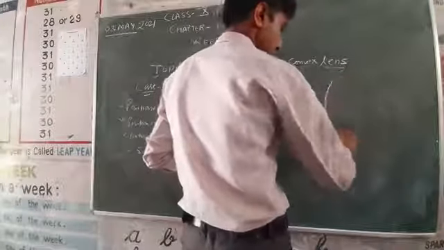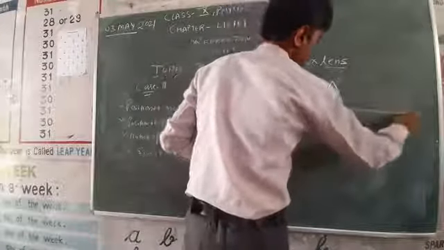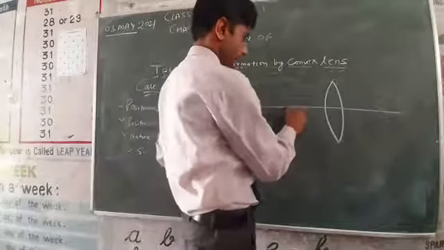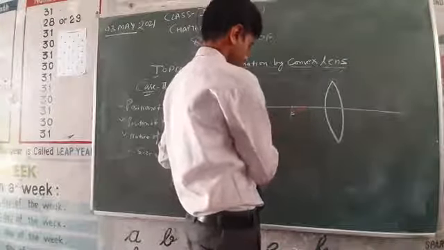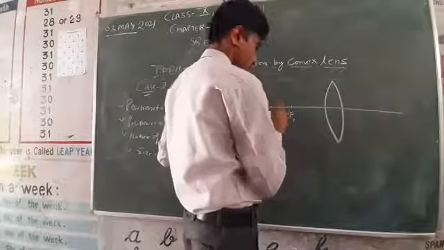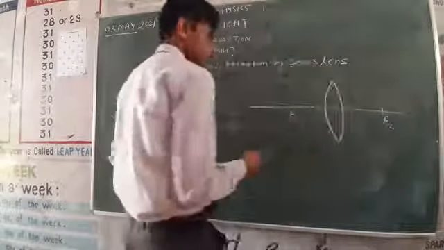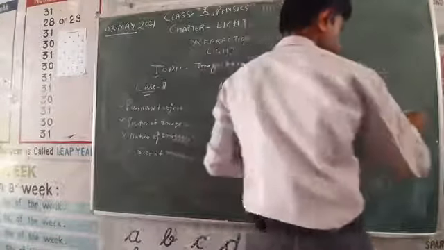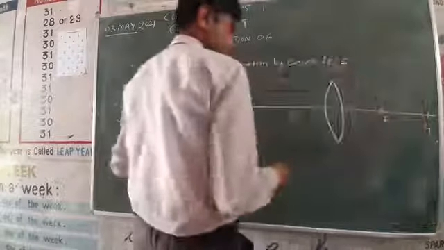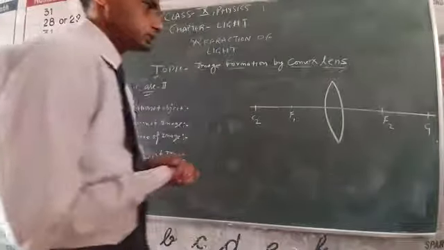This is convex lens. That is F1, F2, C1, and C2.